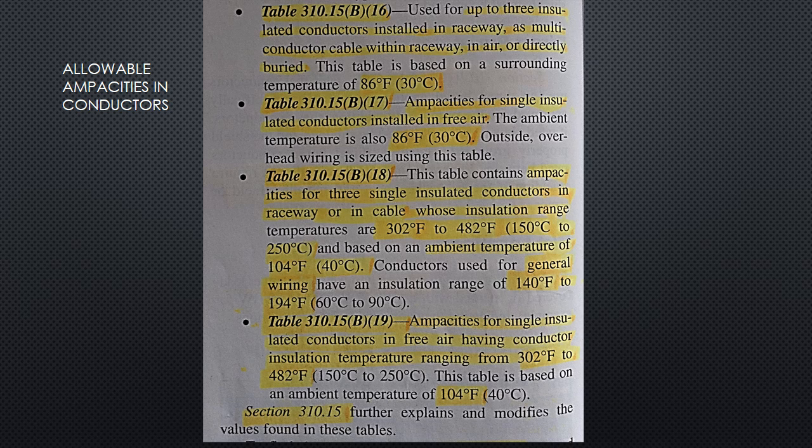You've got to look at the temperature for that table as well. The ambient temperature sometimes could be 30 degrees centigrade or 86 degrees Fahrenheit. Sometimes it could be a lot more than that. So make sure you make that distinction between the tables and follow the correct table to find your allowable amperage.